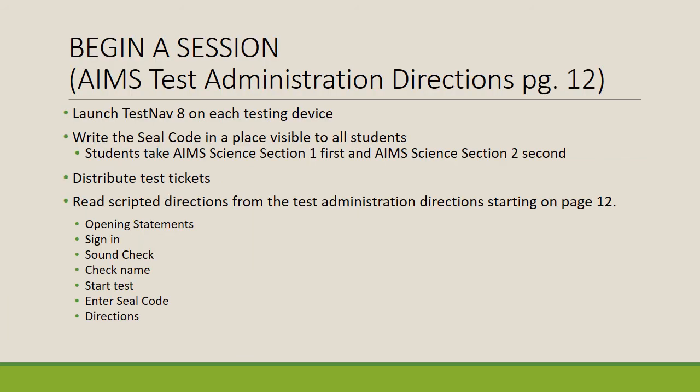Once a session has been started and test unlocked, you are ready to start the test session with students. Directions for starting the test with students are on page 12 of the AIMS Science Test Administration Directions. Write the seal code for the appropriate test session on the board and distribute the test tickets to students.